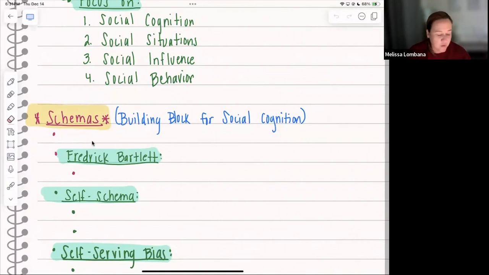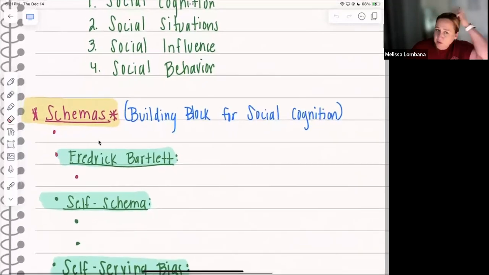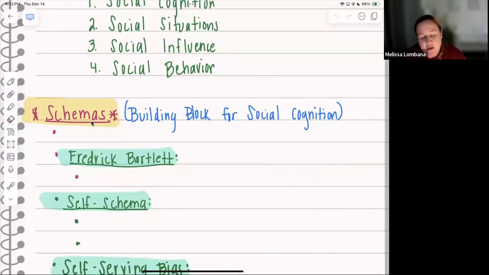Okay, so we'll go into the first bullet when it comes to schemas. Schemas are basically our cognitive filter. So write this down: cognitive filter through which we view the world and, most importantly, interpret information. Schemas are categories that we create through our experiences that allow us to view the world and interpret the information.